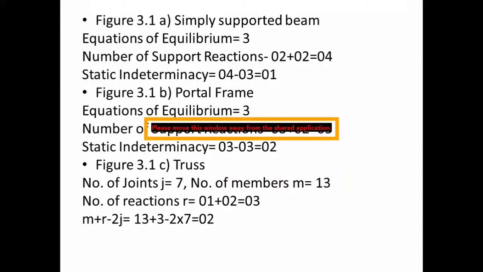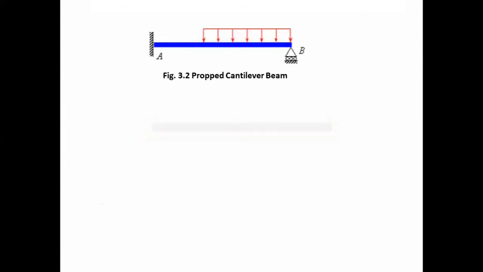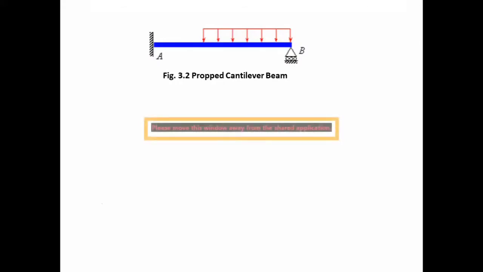So this is how we find the value of static indeterminacy for beam, for frame and for truss. Very simple. The next category of beam is the propped cantilever. What is a propped cantilever? One end is fixed, another end is simply supported. Now we have to find out the static indeterminacy of this beam.